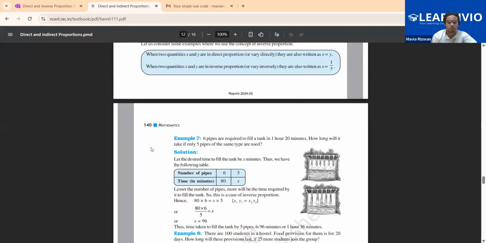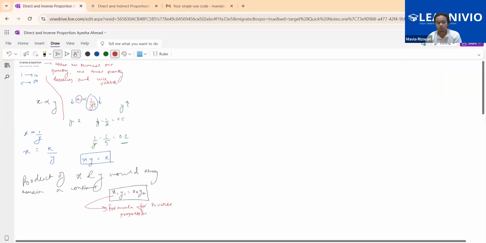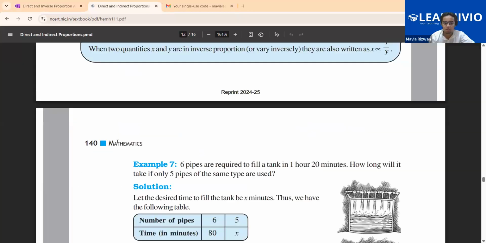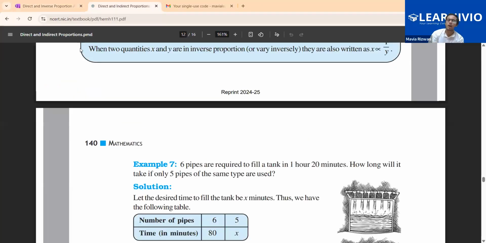Okay. Aisha, example 7 says 6 pipes are required to fill a tank in 1 hour 20 minutes. Sir, can you repeat what you said? There was some network issue. Okay, what I'm saying is, now we are going to move to questions. So example 7: 6 pipes are required to fill a tank in 1 hour 20 minutes.